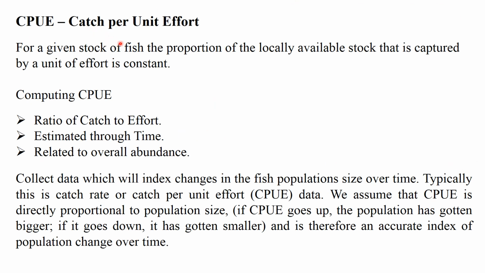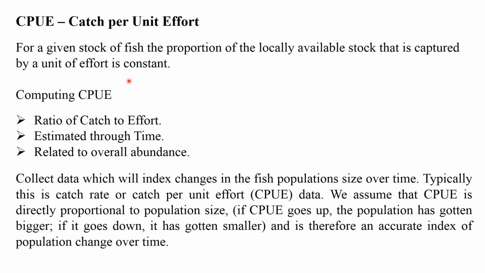Now we have talked about the catch, we have talked about the effort. Now catch per unit effort is a very important thing to estimate. If you go for a surplus production model, then the main methodology is to estimate the CPUE, catch per unit effort. It is the proportion of the available stock of fish in a particular region that is captured by a unit effort. Unit effort means you are taking that amount of fish using that unit effort, and that effort is constant. So that is the CPUE.